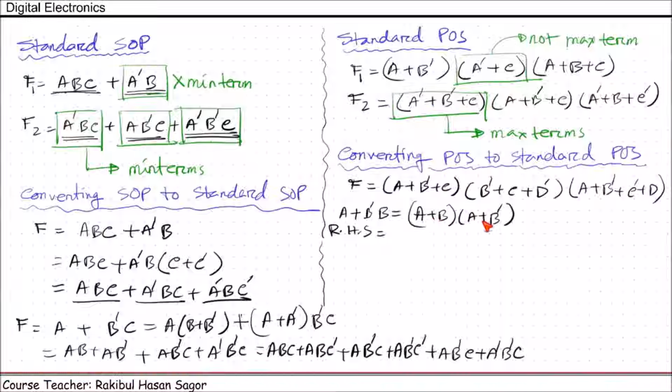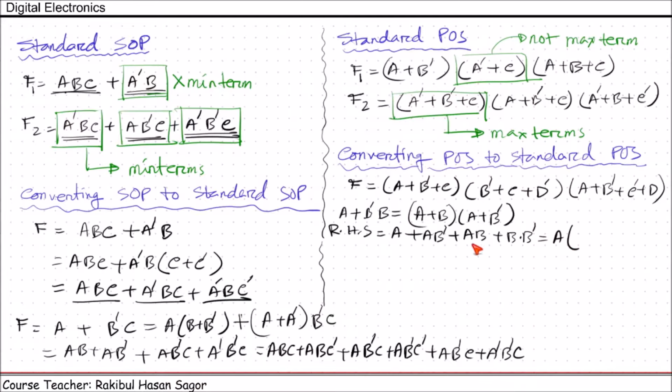(a plus b) into (a plus b'), if we multiply a into a, will return you a, a into b' plus a into b plus b into b'. Now b into b' equal to 0. So we can say, if we take a common, a(1 plus b' plus b), this value is equal to 1 because 1 plus any variable will return you 1. So finally we'll get this is equal to a.